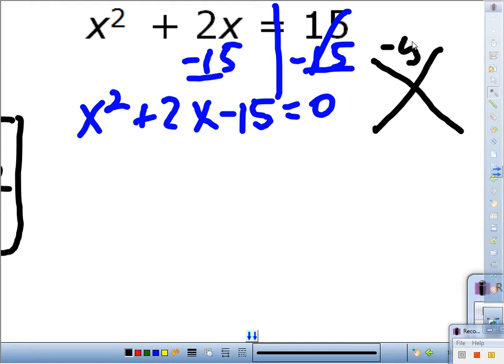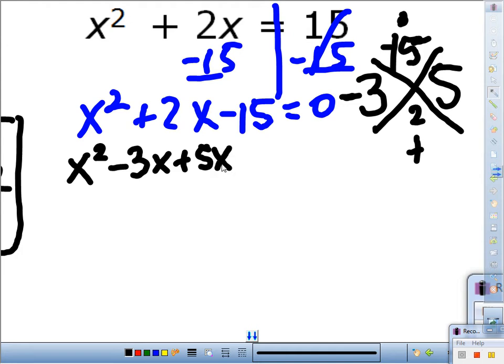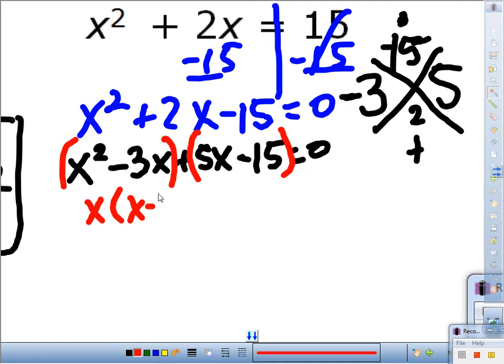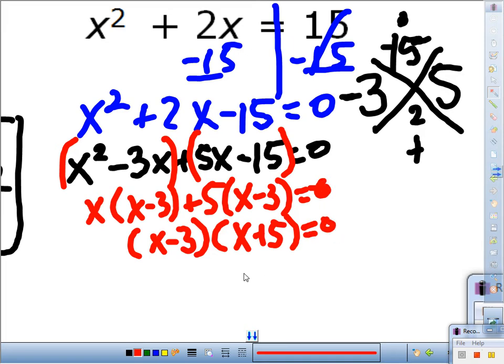Negative 15 and 2. Factors of 15 that add up to 2. 3 and 5. One of them has to be negative, so it has to be the 3. So this is x squared minus 3x plus 5x minus 15 equals 0. Let's group. So we get x minus 3, 5, x minus 3, and all that equal to 0. So my two factors are x minus 3, x plus 5, and all that equal to 0. Are we there so far?